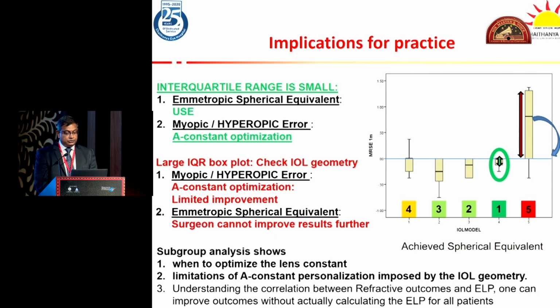So if I have to choose between these lenses, 1 and 2 and 3, which are in dark and light green, are the lenses which I would choose to use. Where there's a hyperopic error, I would probably shift down a little bit. And where there's a huge interquartile range, it is possible that we should think of discontinuing these lenses. And this is the understanding of the correlation between refractive outcomes and ELP, and with this one can improve the outcomes without actually calculating the ELP for all the patients.